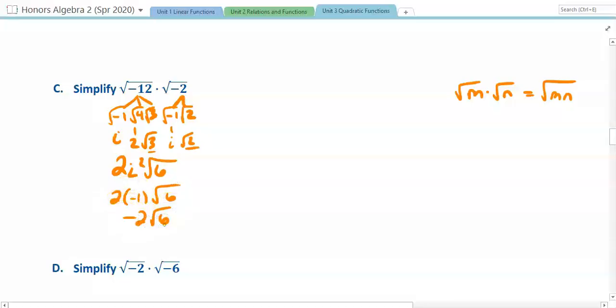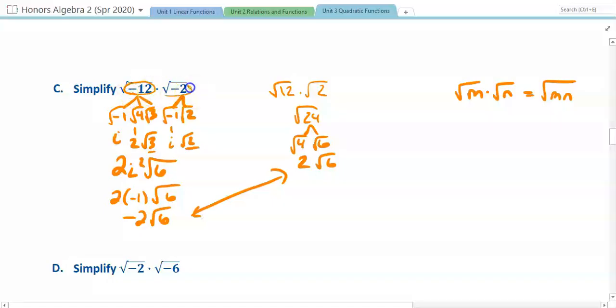Now, you're probably asking, wait, but doesn't a negative times a negative equal a positive? Well, normally, yes, but remember, can I take the square root of a negative in the real number system? No, it doesn't come out real, right? So that's why we have to deal with the imaginaries to multiply this out. Because if I do this without the negatives, 12 times 2 is 24, and 24 breaks up to 4 and 6, and I get 2 root 6, right? And so we see that these two answers are not the same. And that's because, again, the square root of a negative is not real.